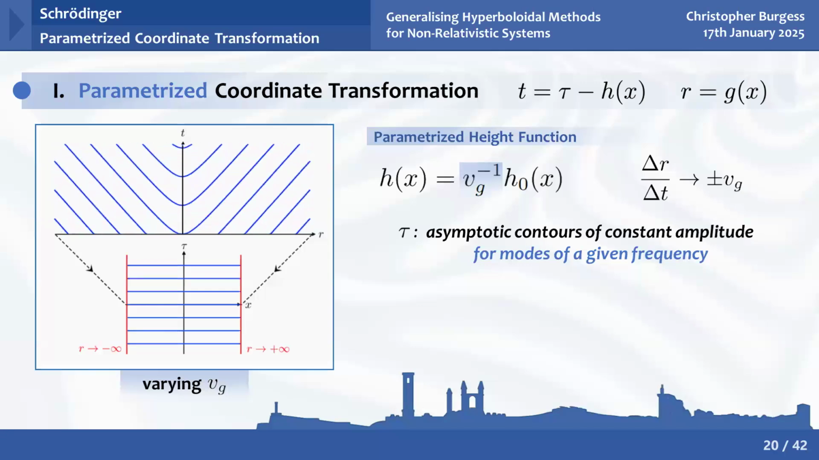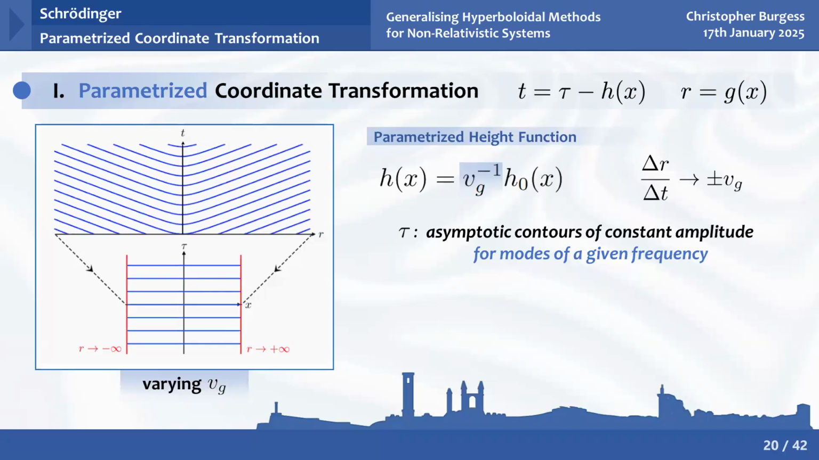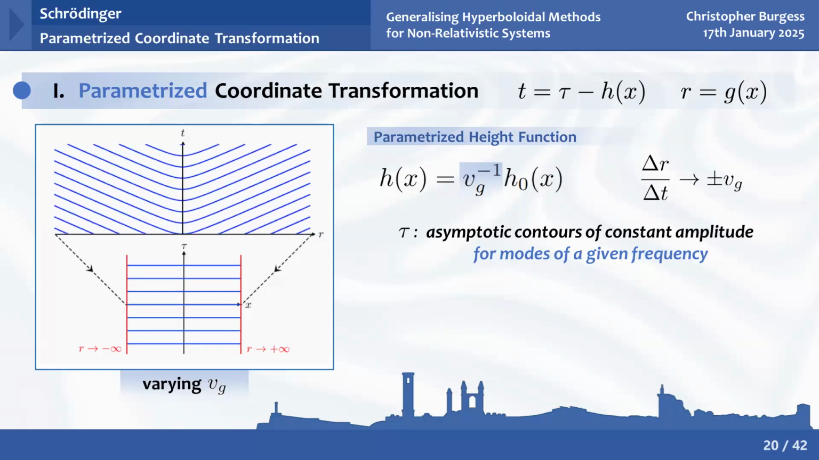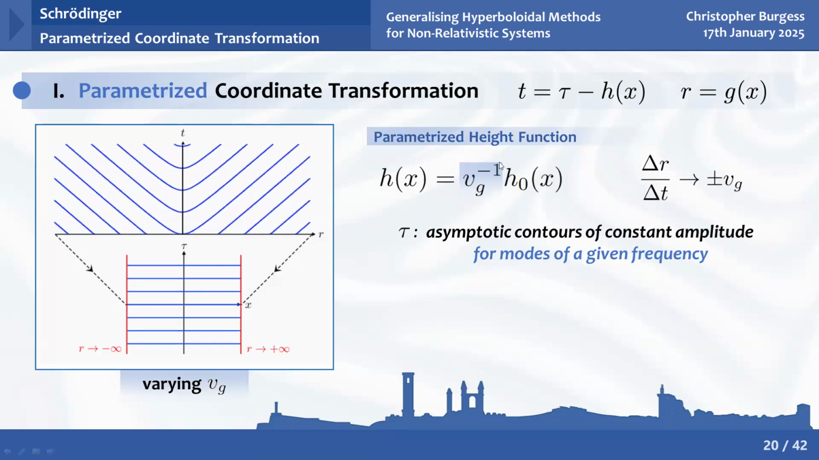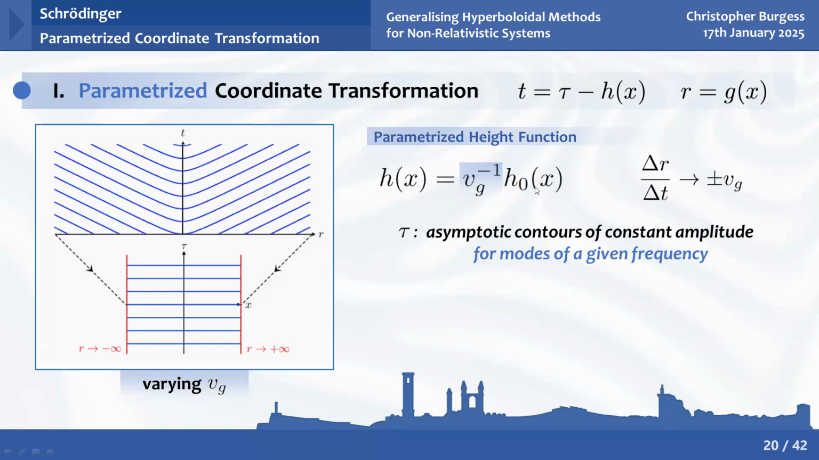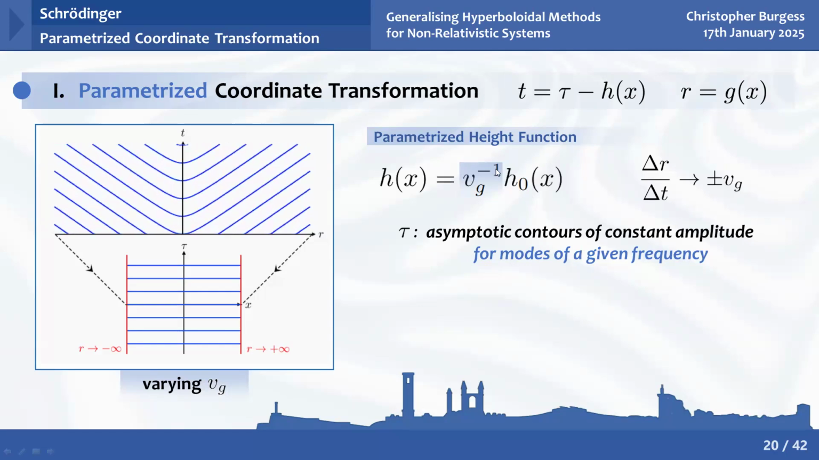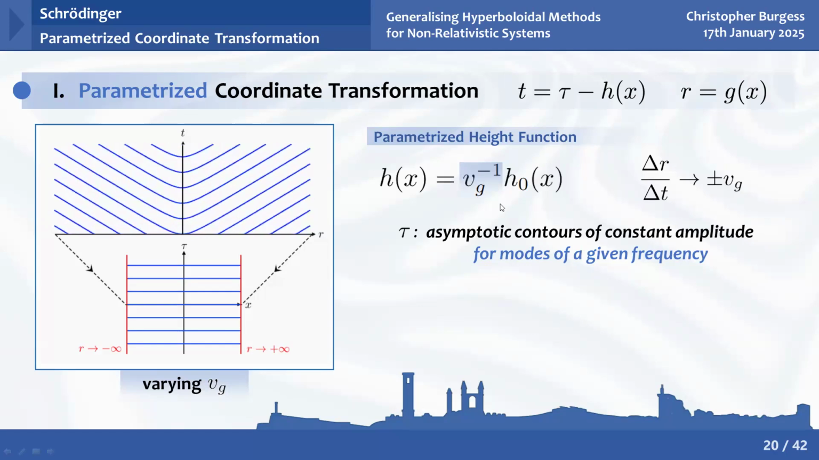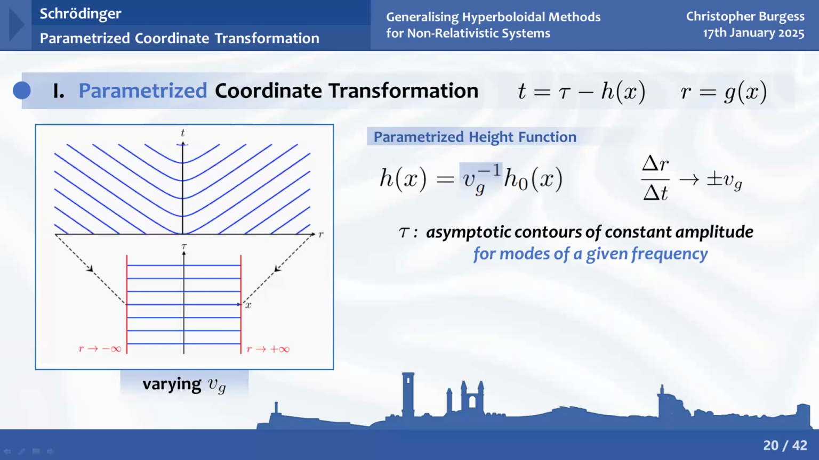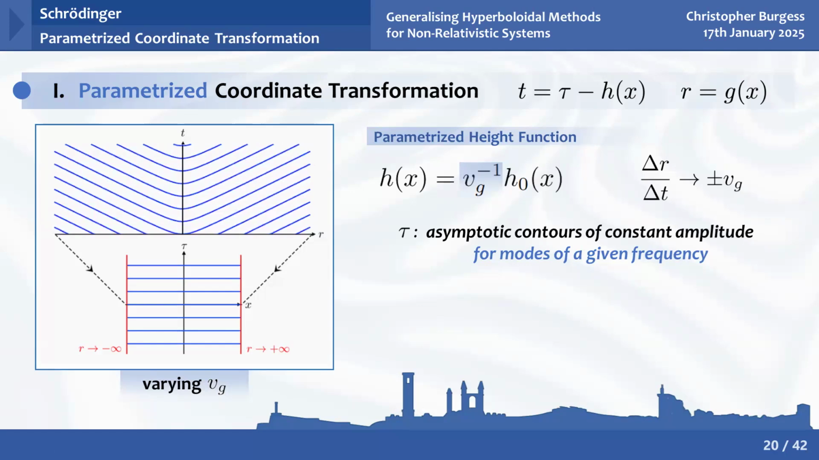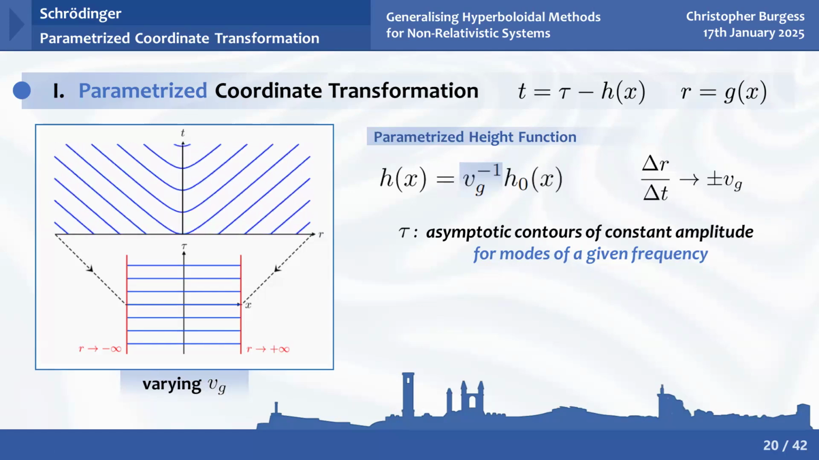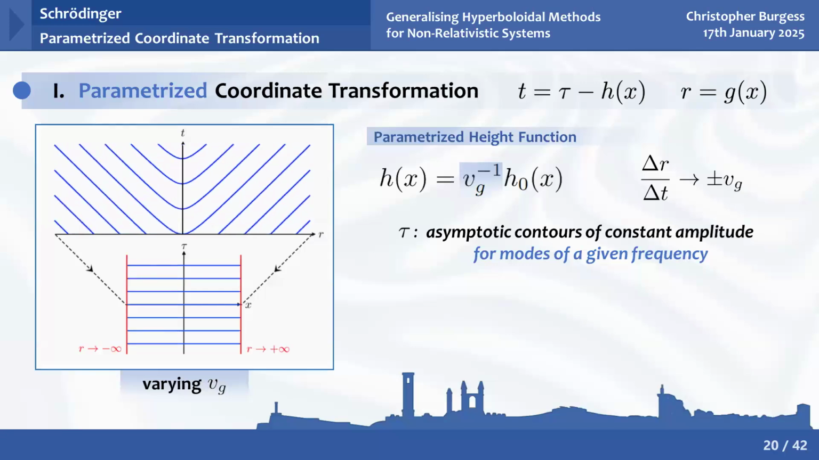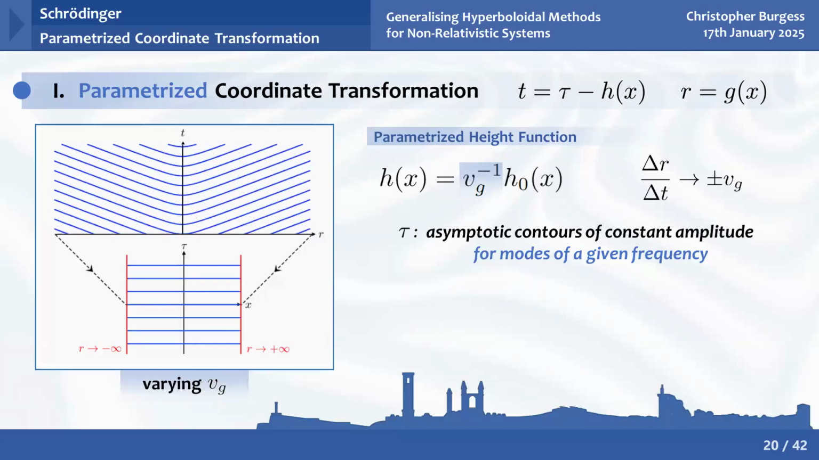So the way that we get around this problem is we parameterize the coordinate transformation. If you simply insert a parameter in front of the height function, and this h naught here in the height function is now the relativistic height function. If you insert a parameter in front of that, which I'm calling Vg, sort of suggestively, then this parameter is controlling the effective speed of the contours corresponding to your height function. So there's a speed because you have a contour in r and t, and so that defines a speed if it's a straight line. And these asymptotic contours are going to be moving at this speed Vg.